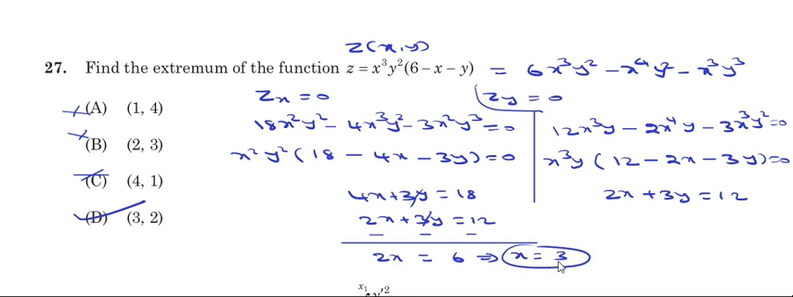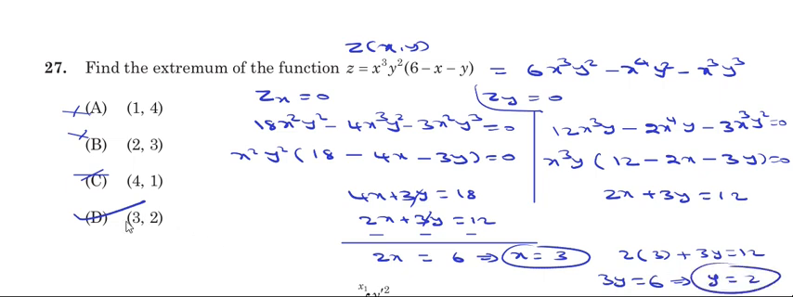So we will check whether x equal to 3 is correct. So from this we find y. Substitute in the second equation: 2 into x, that is 3, plus 3y equal to 12. So 3y equal to 12 minus 6, that is 6. So this implies y is 2, therefore option D is correct.